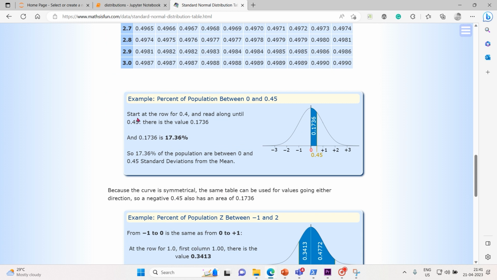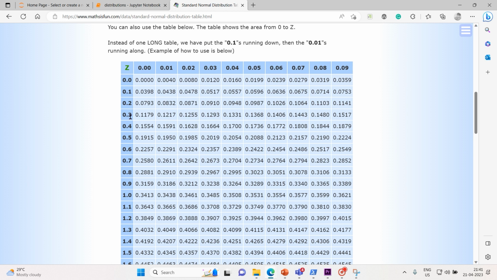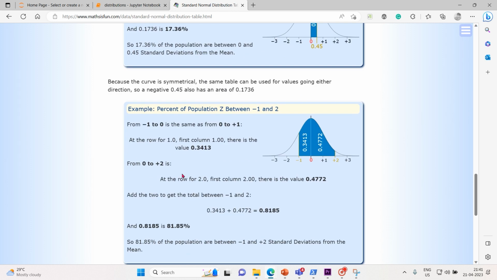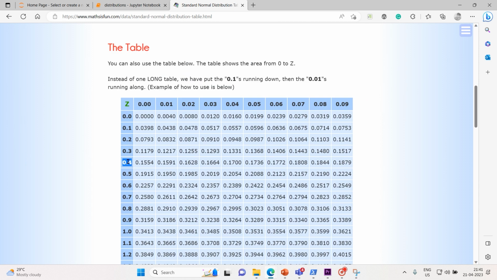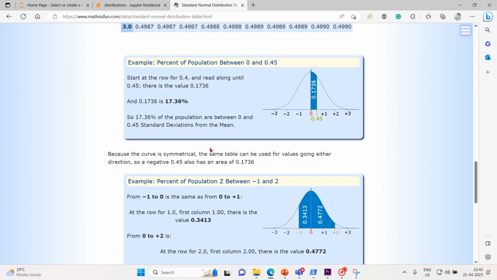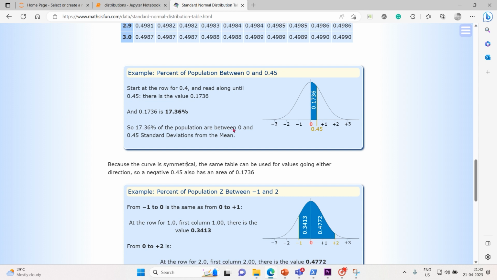For example, start at the row for 0.4. So 0.4 is here. Yep, this is my 0.4, and then read along until 0.45, there is a value. So 0.4 plus 0.05 becomes 0.45, and the probability of getting that would be 0.1736. You say that it's 17.36 percentage. So 17.36 percentage of the population are between 0 and 0.45.